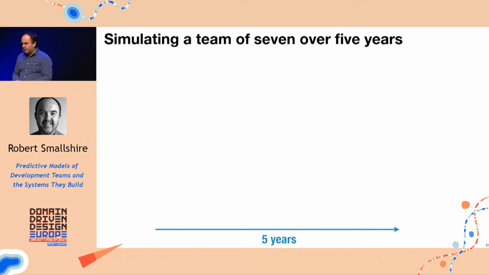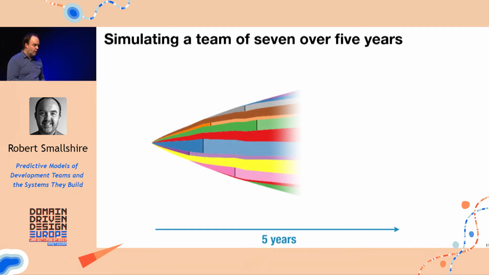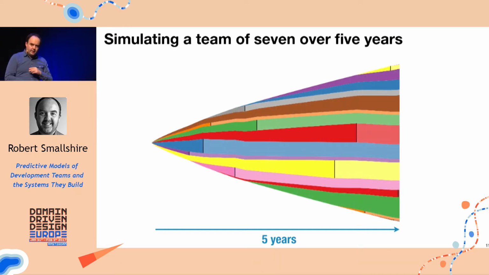So we've got some numbers. Let's do some simulation. So here's a 5-year timeline. Let's simulate a typical Scrum team of 7 people over 5 years and see what they can produce. So what you're seeing here is a kind of stream diagram where the vertical thickness of this wedge is how much code we have accumulated at that point in time. So we start with no code, and code accumulates over time. And each colored stream is the contribution of a different developer.